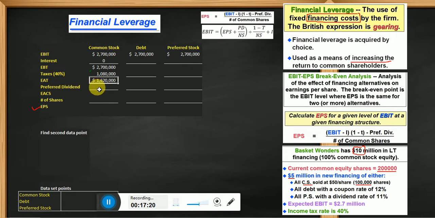Now next, do we have to pay dividend to the common stock? No. Why? Because the preferred dividend is given to the preferred stock, not to the common stock. So again it is 0. So how much is the earning available to common stock? Equal sign, EAT minus the preferred dividend. So we'll have 1,620,000 again here. This is called EACS, earning available to common stock.